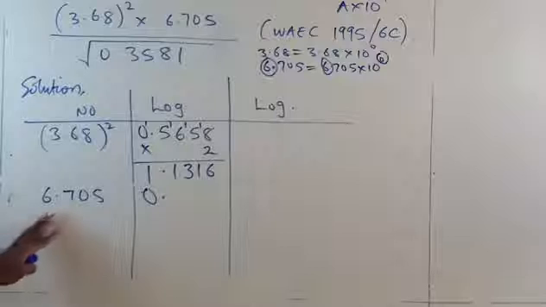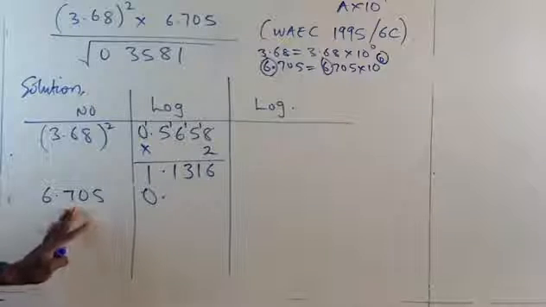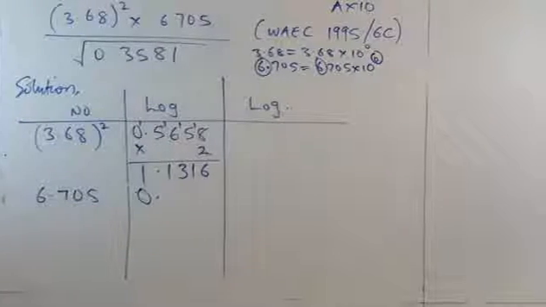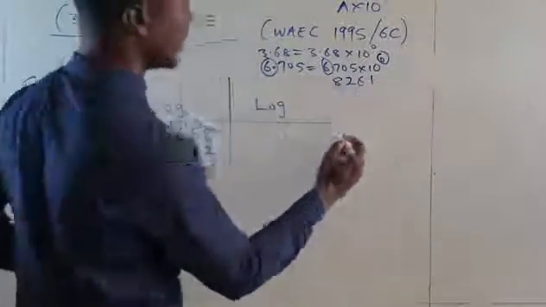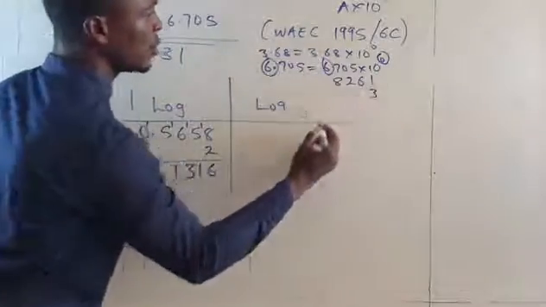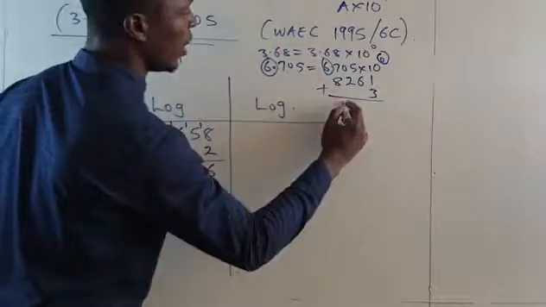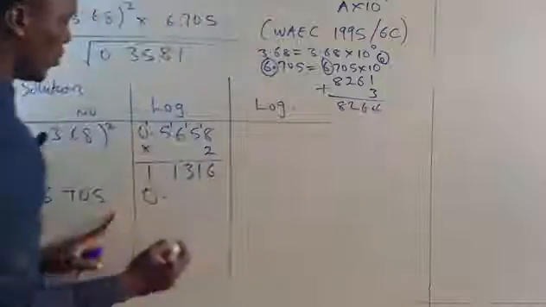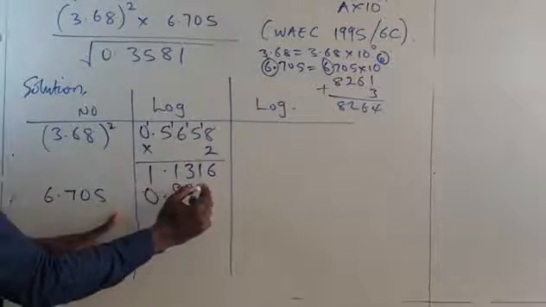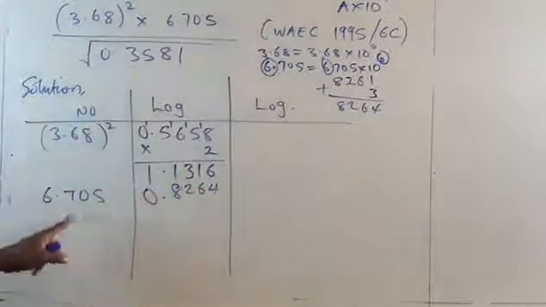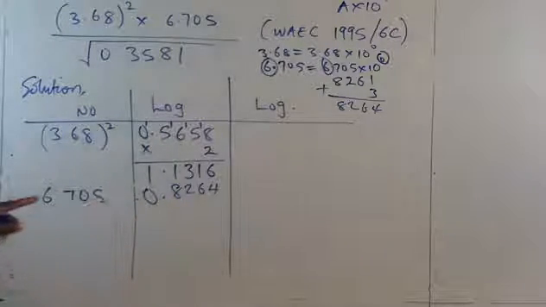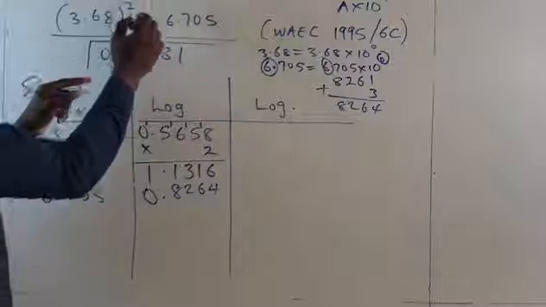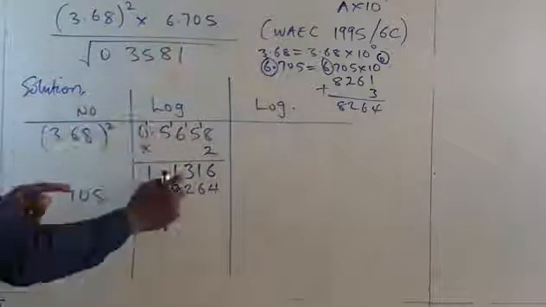So you now look for logarithm of 67 under 0. Then the difference of 5: 8 to 6, 1. Difference of 5 is 3. So we are going to have 8 to 6, 4. That is the log of 6.705.